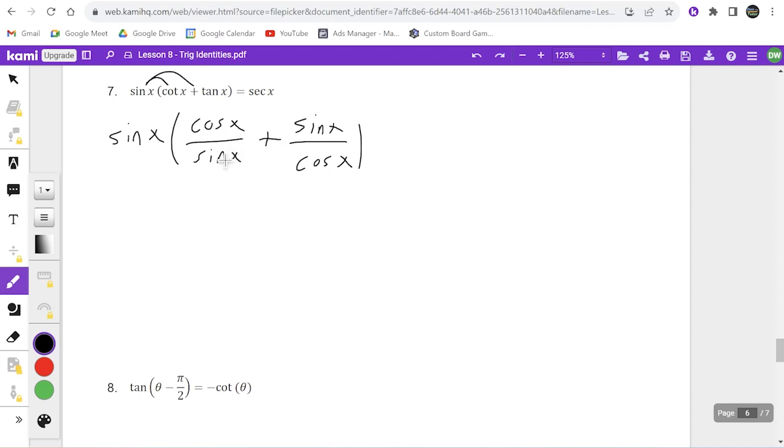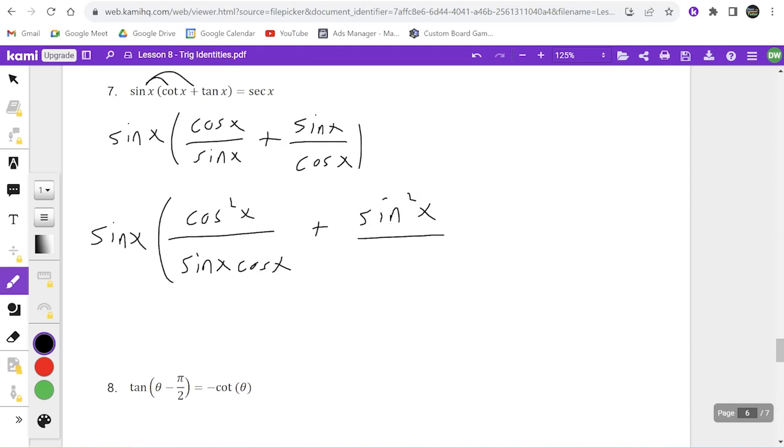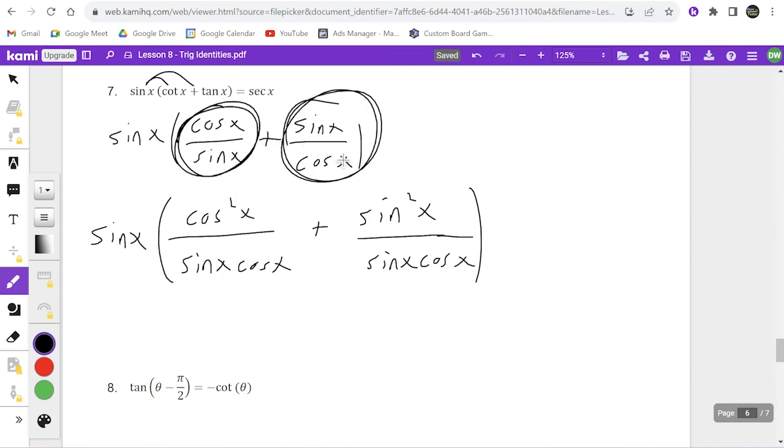And the truth is, this one is exactly the same thing as the last one. You can even look back at the last problem. This is exactly the same thing. It's going to be first the sine x out in front. Now, the first fraction becomes cosine squared x over sine x cosine x, and then plus sine squared x over sine x cosine x. And again, that's getting a common denominator by multiplying the left one by cosine over cosine, and then I multiply the right one by sine over sine. That's how I got this. It's not just magic, although it looks like magic sometimes.